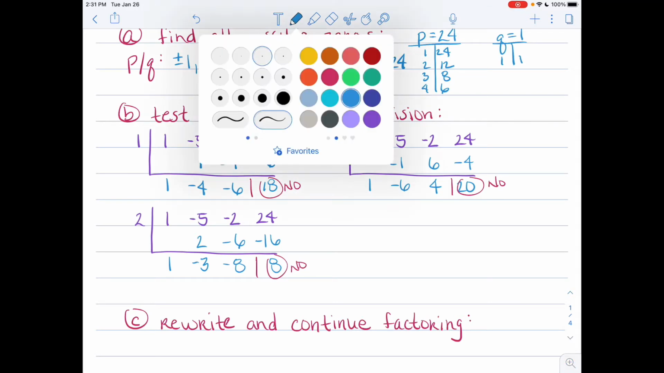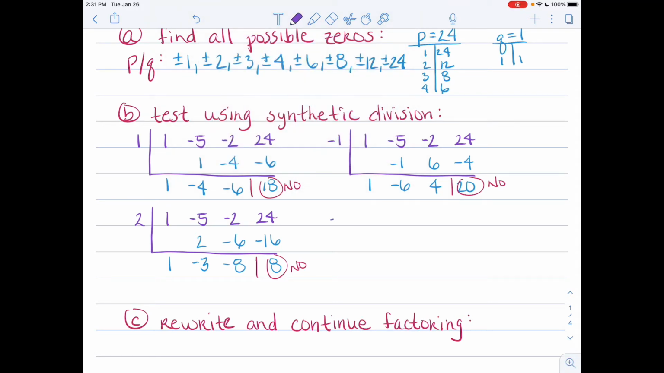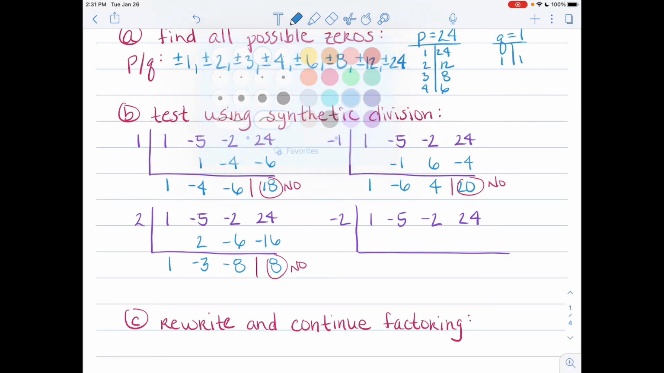Here's the next one that we're going to try. I'm going to try negative 2. And so I'm going to do the same thing that I've done. Remember that you would want to be checking to make sure that you don't need any of those zeros as placeholders. I didn't. I had every single term, 3, 2, 1, and 0. But I would want to check to be sure.